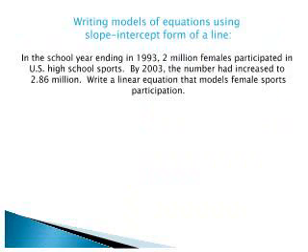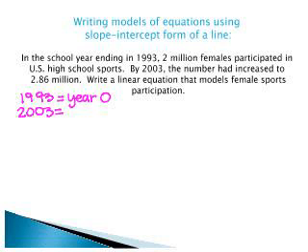All right, now we're going to try some word problems. So this one says, in the school year ending in 1993, 2 million females participated in U.S. high school sports. Instead of using 1993, we're going to replace 1993, and we're going to call it year 0, so that we don't have to do these calculations that are so big. So that means that for 2003, that would be 10 years from year 0, so this would be year 10.